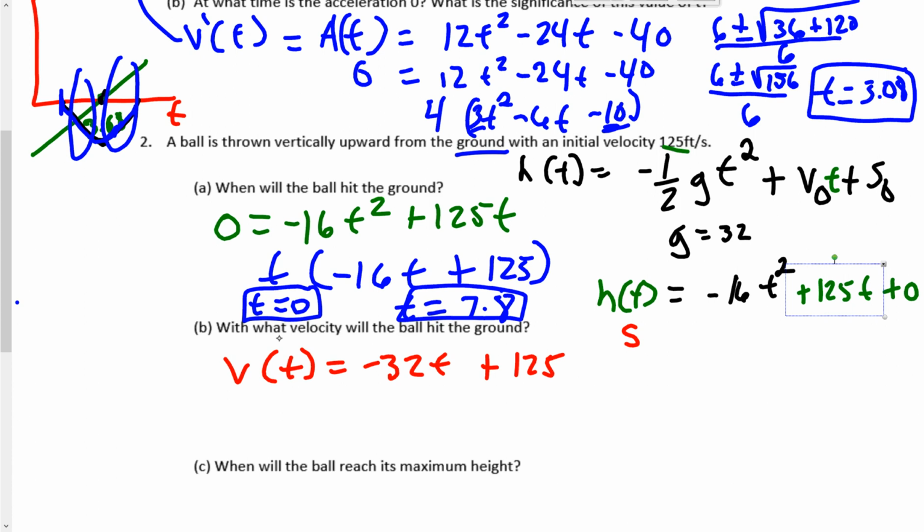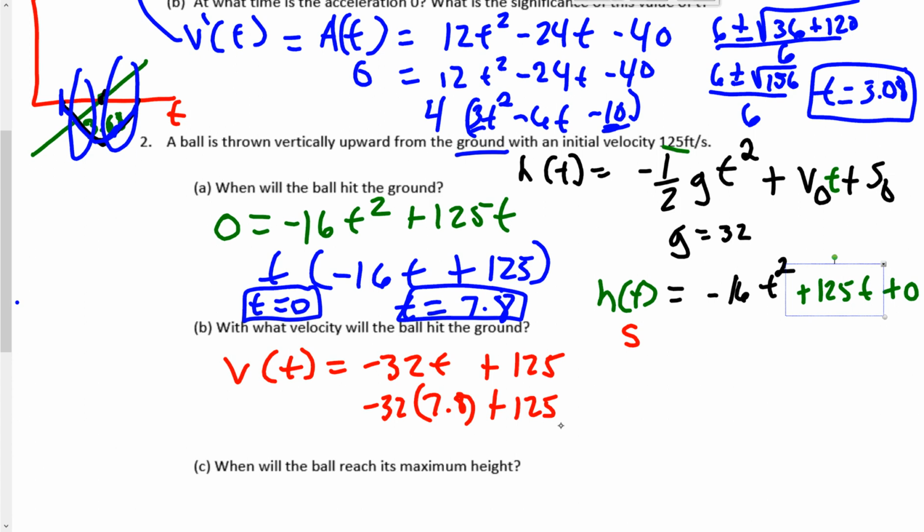So we can go ahead and plug in 7.8. We can plug in 0. So we already know the initial velocity is 125, and we can test that. Plug in 0, we get 125 initial velocity. Okay, so really we just need to plug in 7.8. So 7.8 times negative 32, and then add 125.